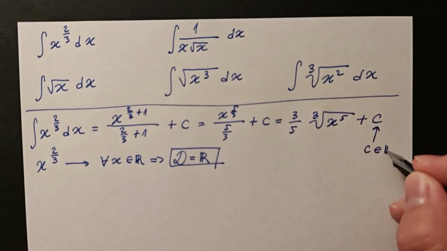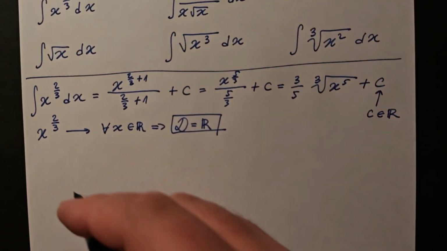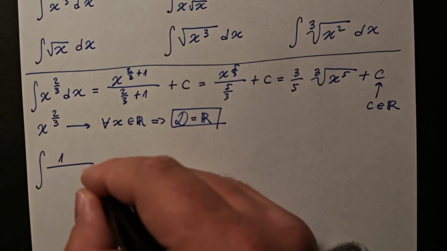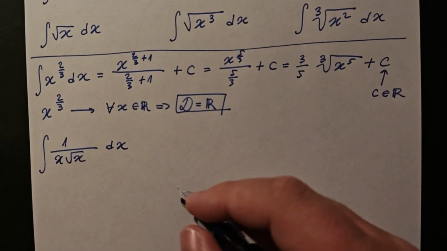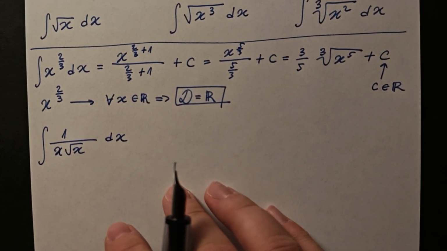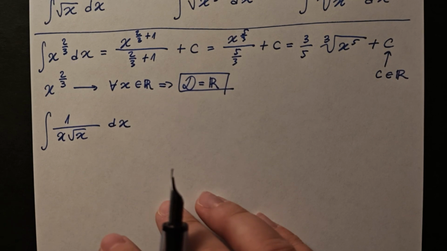This c is a real number. The next integral on our list, integral of 1 over x square root of x dx. Let's first find what is the area in which this integral is defined.